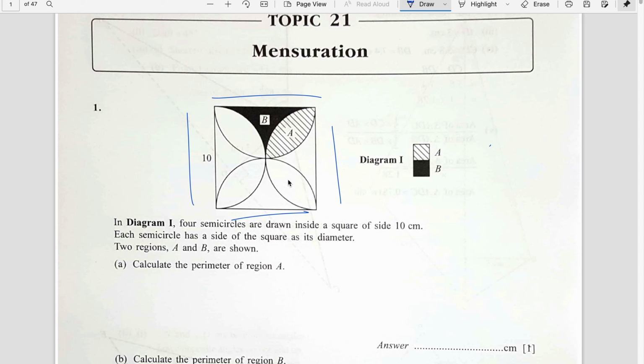Two regions A and B are shown. A is there and B is there. Calculate the perimeter of region A. So if I analyze this region A to find the perimeter, I need to find these two sides, 1 and 2, and then add them. So you need to have a focus.